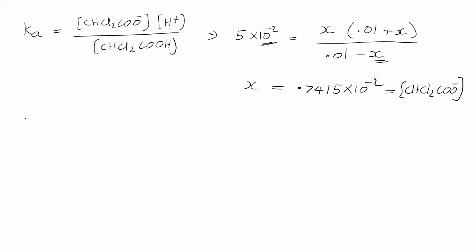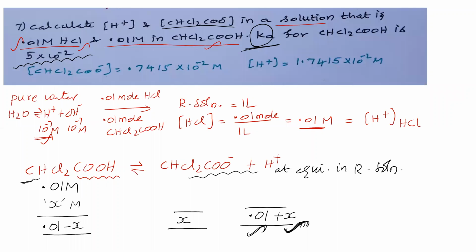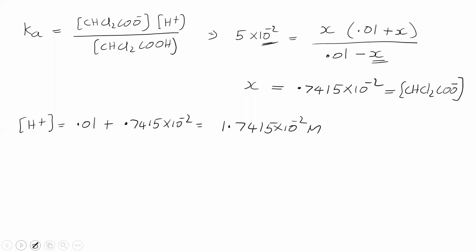Now we will go for the concentration of H plus. Concentration of H plus we said 0.01 plus X. X value we are substituting, 0.7415 into 10 to the power of minus 2. We are adding these two and getting the H plus concentration. Therefore, H plus concentration is 1.7415 into 10 to the power of minus 2 molar. So what they are asking us to find is the concentration of H plus and the concentration of dichloroacetate ion. That's what we have calculated. Next sum we will take.